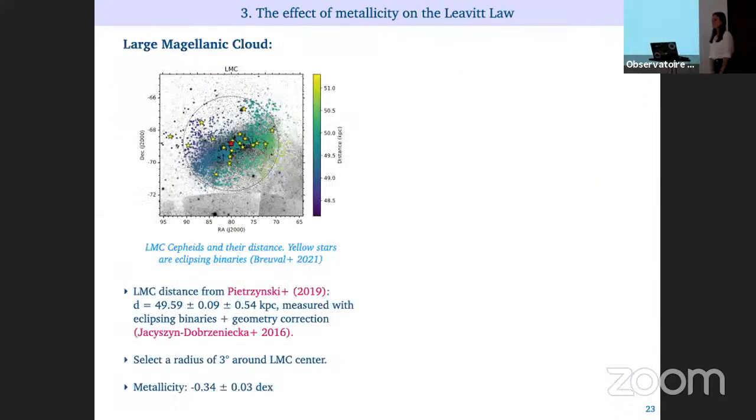For the LMC, I adopted the distance from Pietrzynski based on detached eclipsing binaries, and I corrected the distances of each Cepheid depending on their position in the cloud. I selected a radius of 3 degrees around the LMC center to avoid outliers. And the metallicity of the LMC is on average of -0.34.